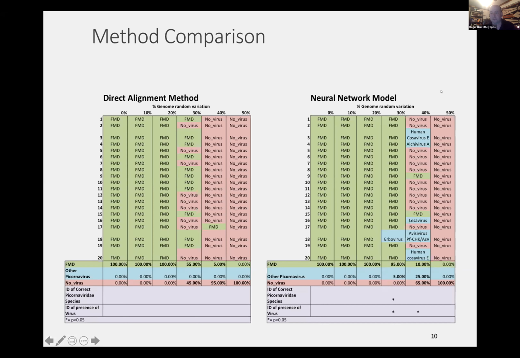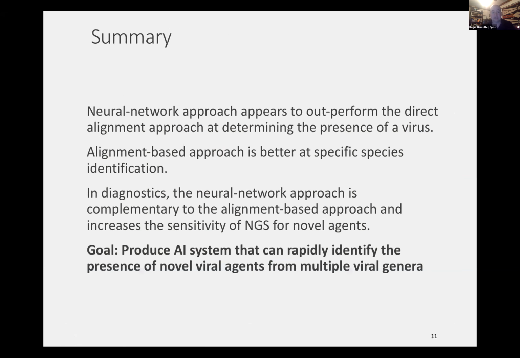And then at 50%, both models basically fail. So really the significance comes with the neural network model as far as its increased sensitivity, right around the 30% mark. So based on this, it's clear that we do have an improvement in the ability to detect the presence. So the neural network approach does outperform the direct alignment approach, at least at determining the presence of a virus.